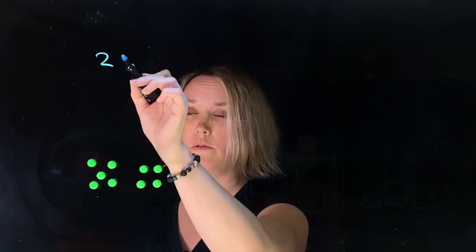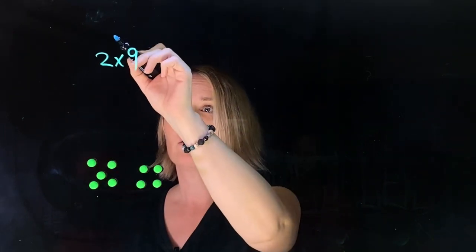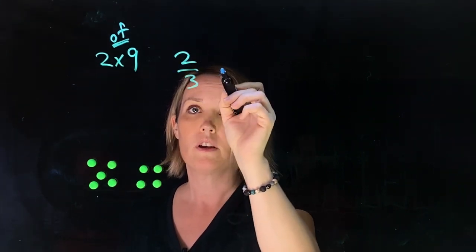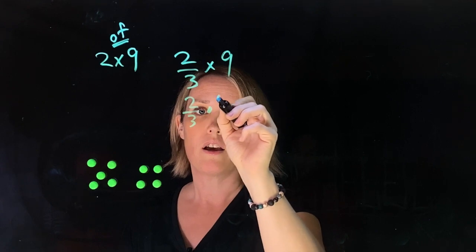All right. So the question was 2/3 of 9. So let's just think about that for a second and let's think about multiplication. So if we have 2 times 9, we can think of this as 2 groups of 9. So that's the language that we're going to keep as the "of." So if we have 2/3 times 9, we can think of that as 2/3 of 9.